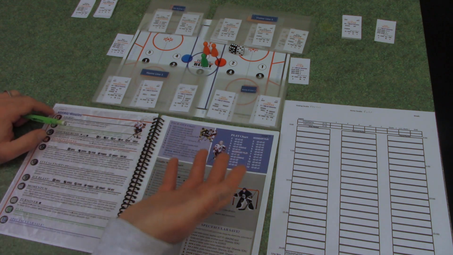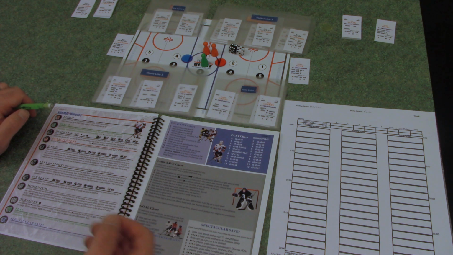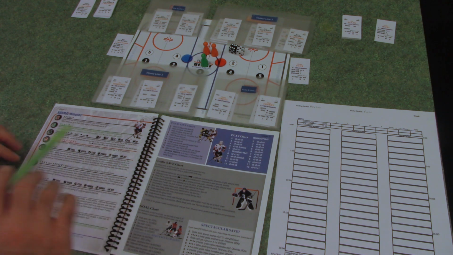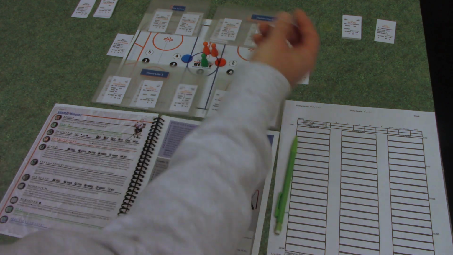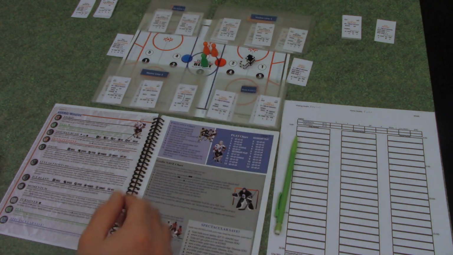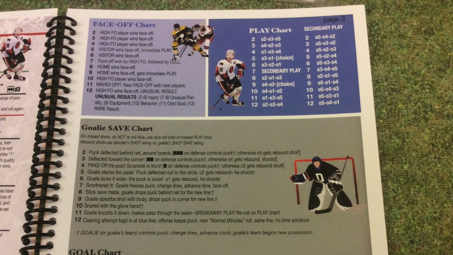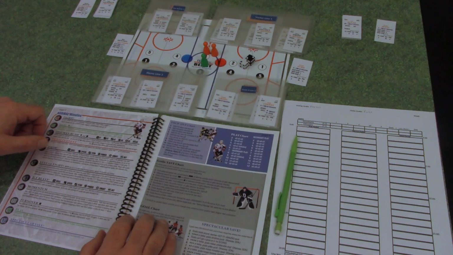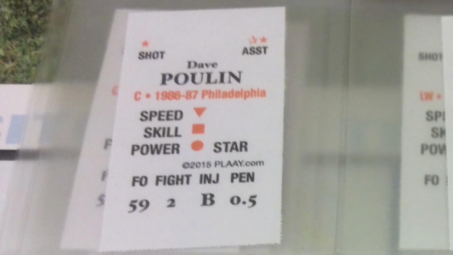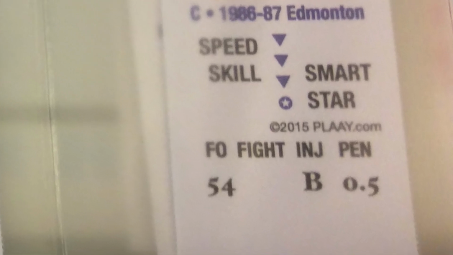I'll go into detail the first time we encounter a different type of play, and then as we go through, I'll show you at full speed how the game plays out. So the first thing we'll be doing is the face-off. We roll the 2 dice together, and we combine the score. We get a 4, and we go to the face-off chart, and at 4 it says that the high face-off player wins the face-off. So it's Dave Pullen for Philadelphia, and he has a face-off of 59, and the great one, Wayne Gretzky for Edmonton, and he has a face-off of 54.